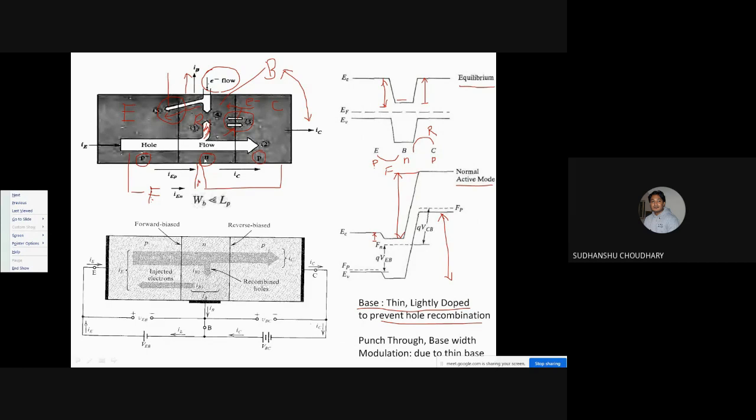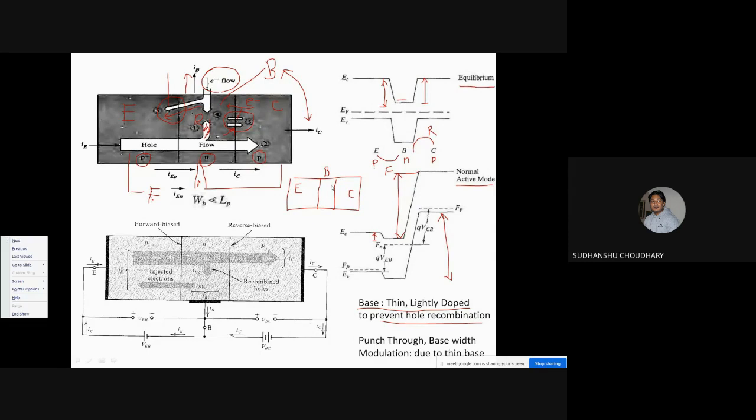Now there is also a problem when the base is thin. Let us say this base is thin. This is the emitter, this is the base, and this one is the collector. Let us say that the collector base junction is reverse biased, with reverse bias VRB.